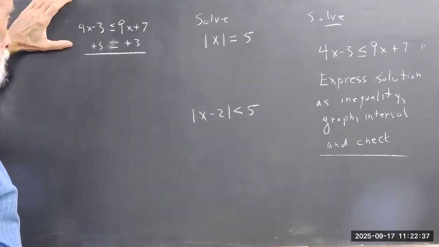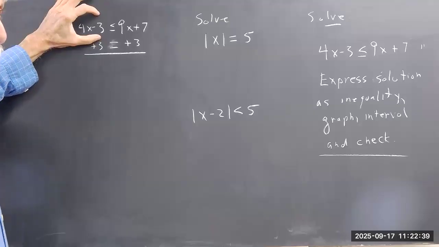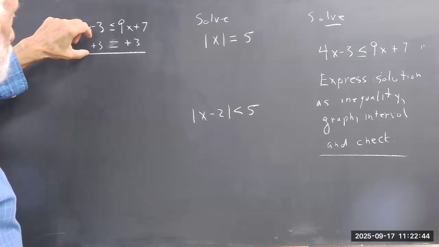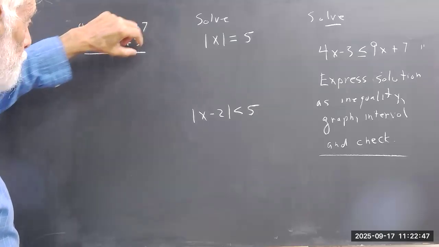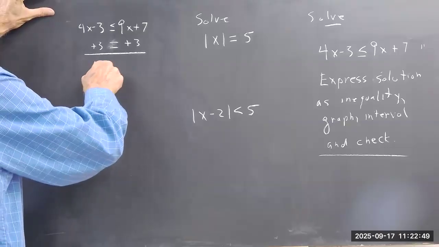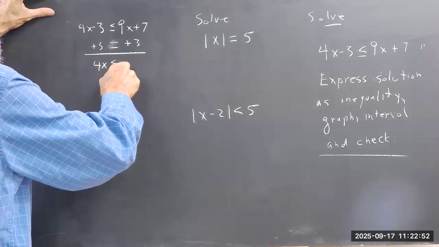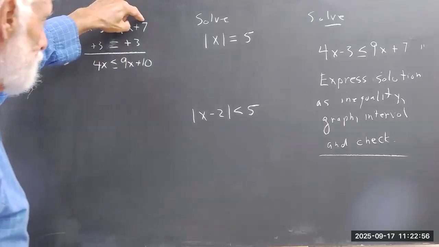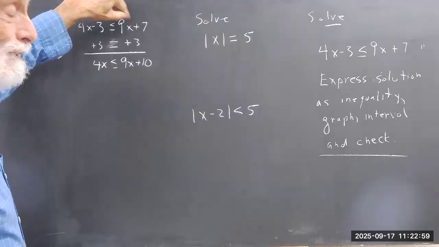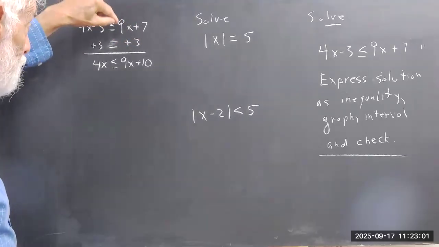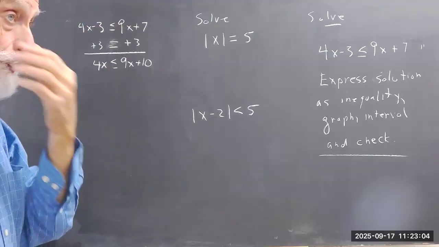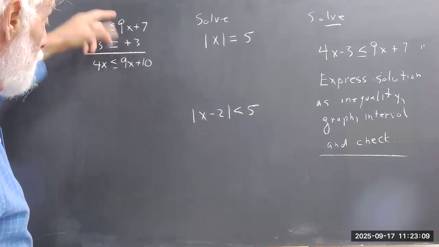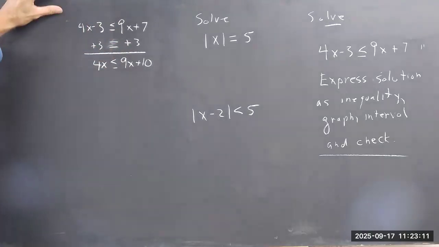First thing we want to do, we want to get our x's on this side. We don't want that -3 there. So we add 3 to both sides by adding the equation 3 equals 3. And that gives us 4x less than or equal to 9x plus 10. The 3 adds to the 7, not to the 9. You can't add 3 to the 9 because the 9 is attached to that x and you don't know what the value of x is. Okay, so I'm still seeing that, but I didn't see it today. I just want to remind you though.